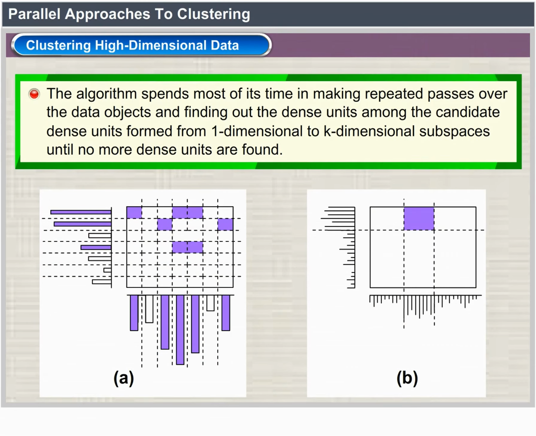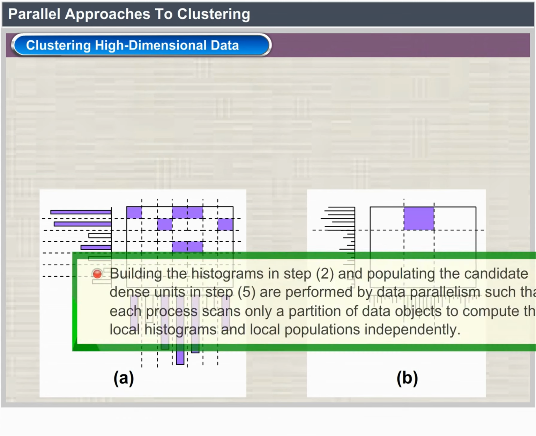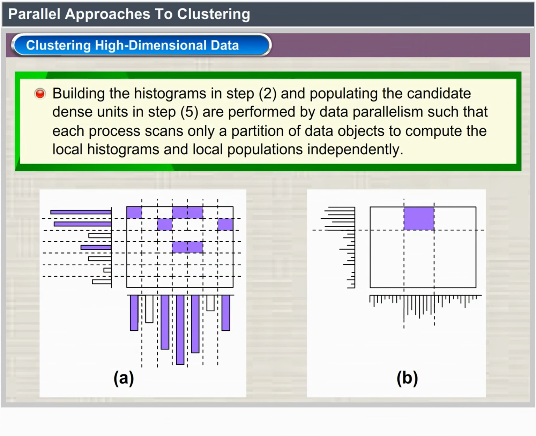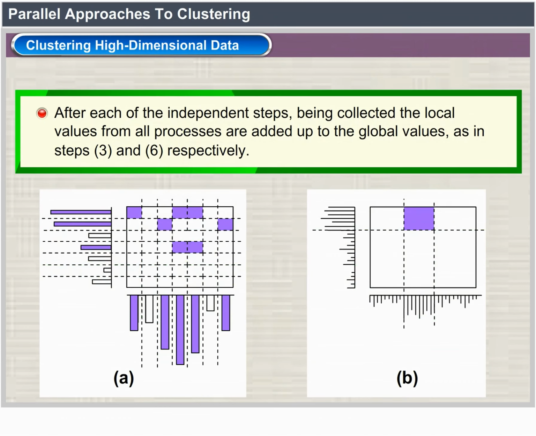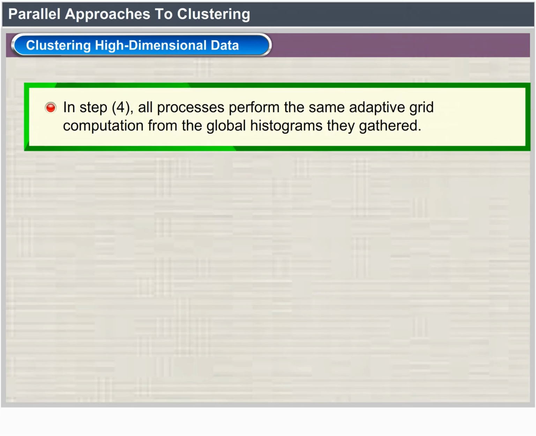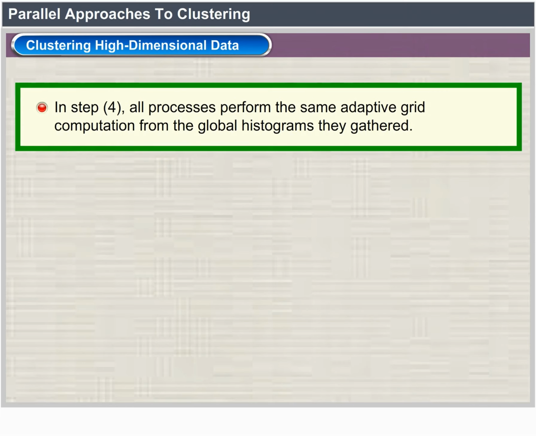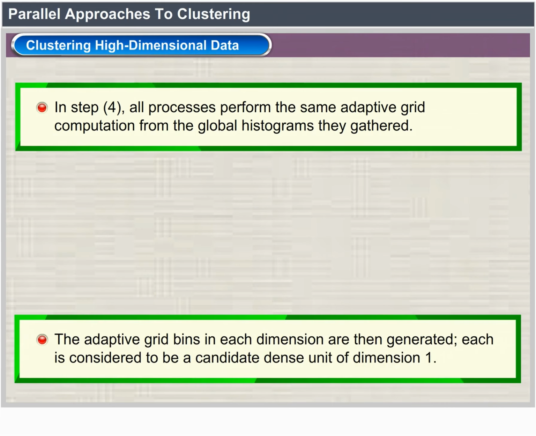Building the histograms in step 2 and populating the candidate dense units in step 5 are performed by data parallelism, such that each process scans only a partition of data objects to compute the local histograms and local populations independently. After each of the independent steps, the local values are collected from all processes and added up to the global values as in steps 3 and 6 respectively. In step 4, all processes perform the same adaptive grid computation from the global histograms they gathered. The adaptive grid bins in each dimension are then generated, each considered to be a candidate dense unit of dimension 1.